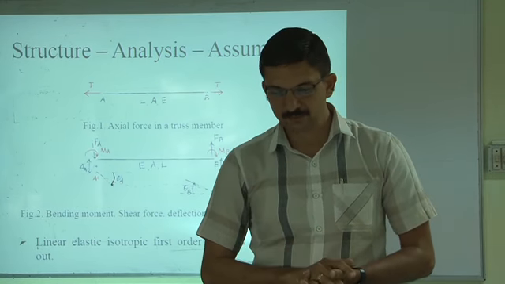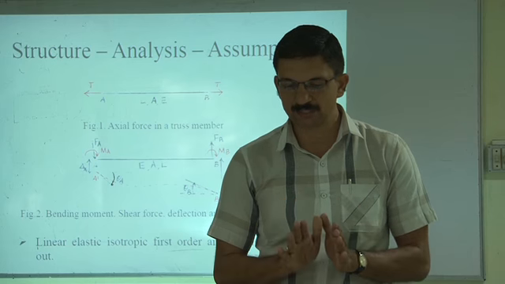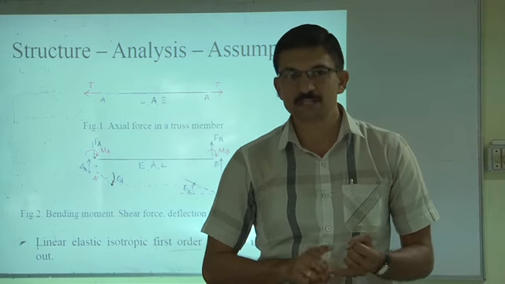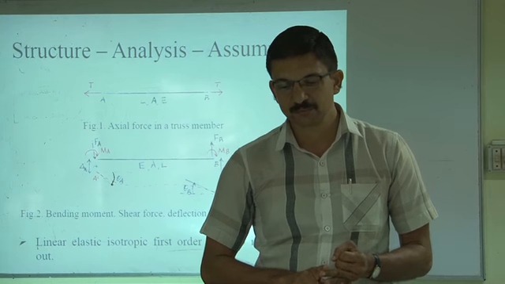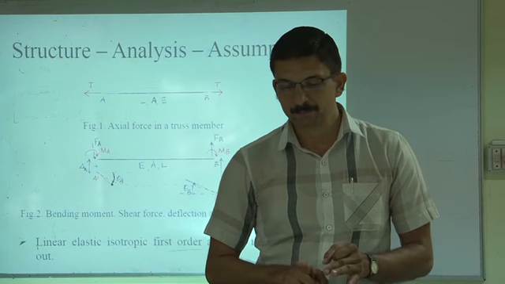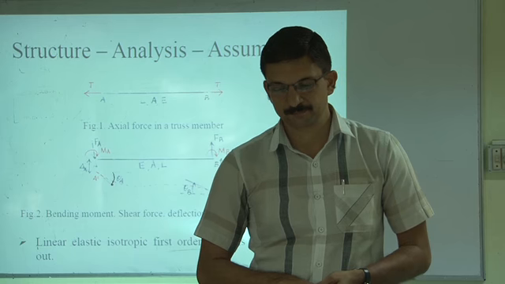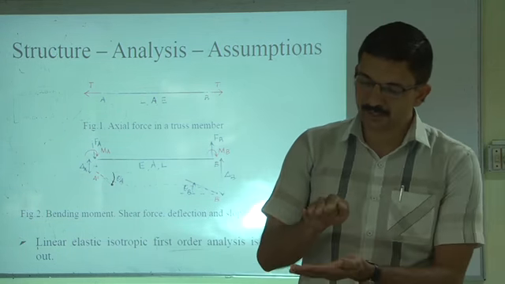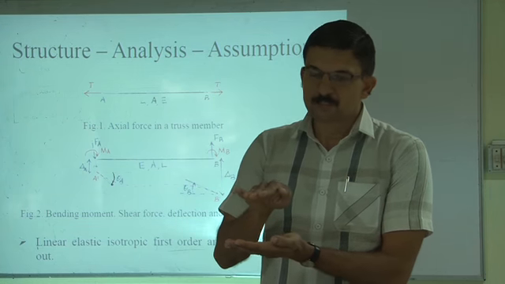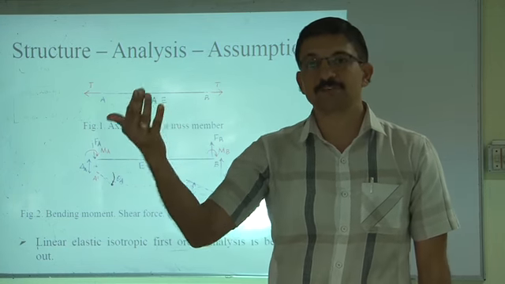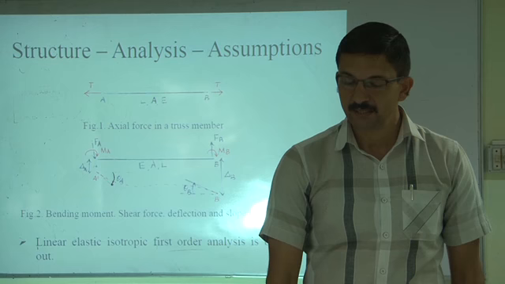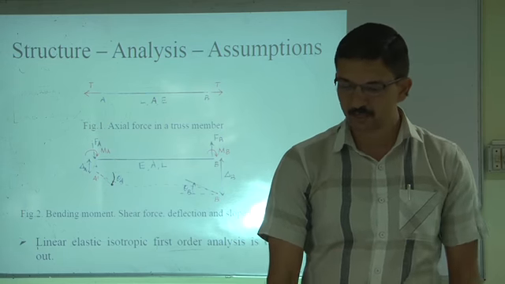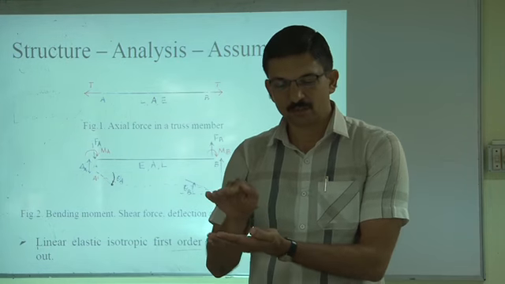That is why elastic. Isotropic: the material properties are going to have a point of symmetry. Properties like Young's modulus, Poisson's ratio, other moduli, are going to be the same in all directions. And we go for only first order analysis, or only small deflections. We do not go for large deflections. Even if a structure is elastic, it can depict large deformation. That is not going to be covered in this section. So we go for only small deflection analysis.